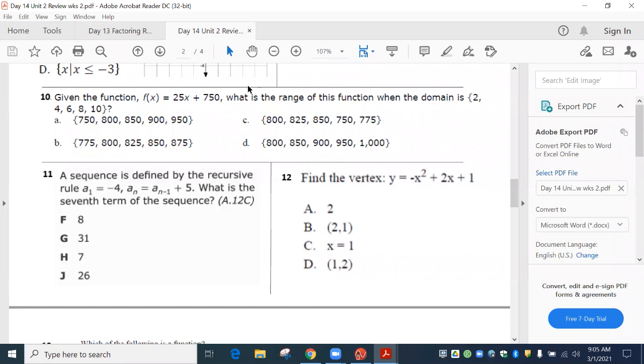Okay. Number 12. What do we see here? Now, first off, I do have a key word, but something even more important.